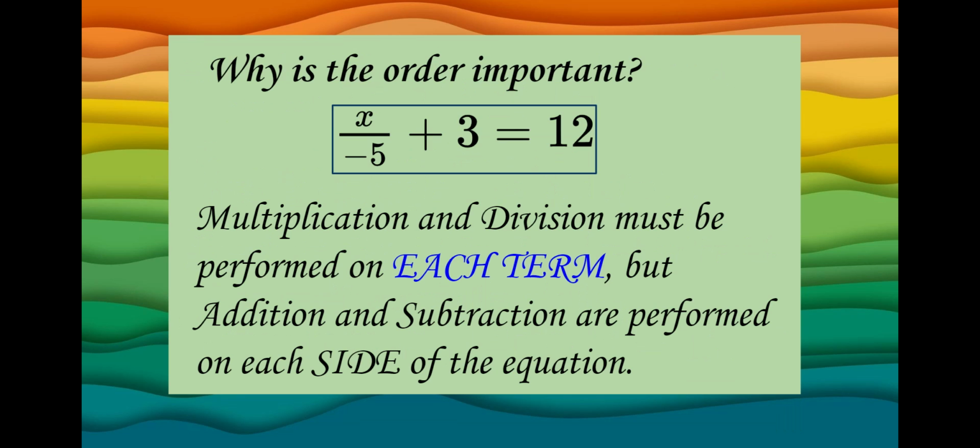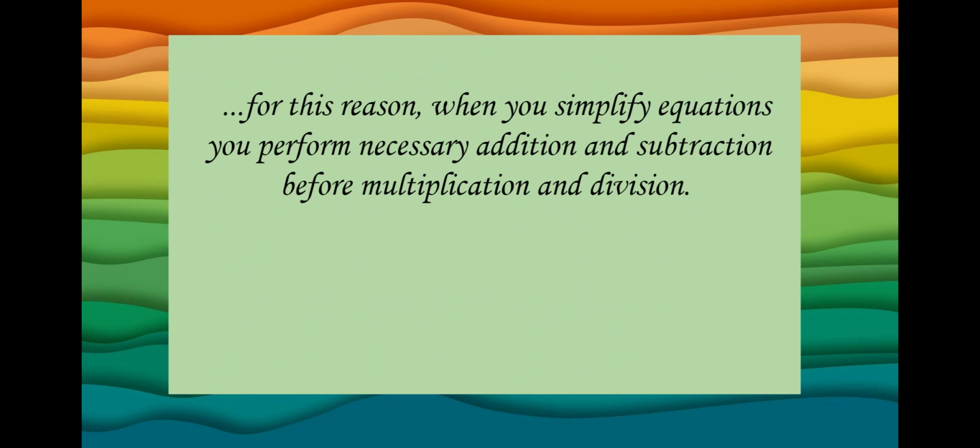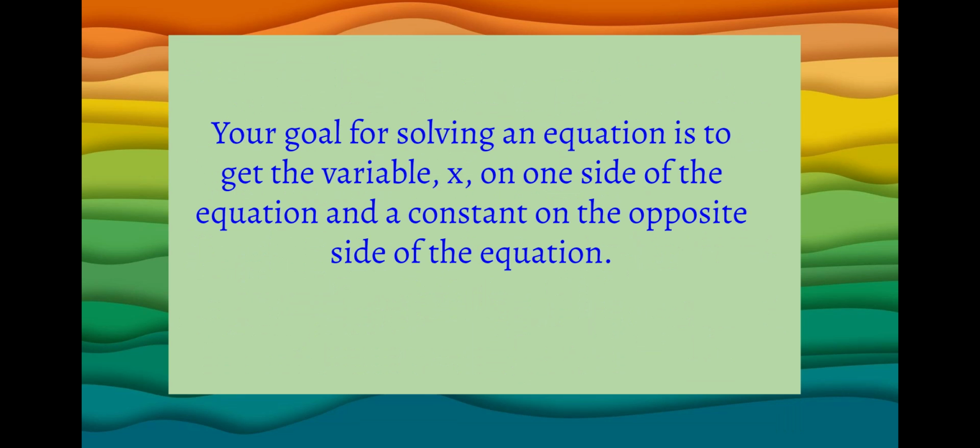Multiplication and division must be performed on each term, but addition and subtraction are performed on each side of the equation. For this reason, when you simplify equations, you perform necessary addition and subtraction before multiplication and division. Your goal for solving an equation is to get the variable x on one side of the equation and a constant on the opposite side of the equation.